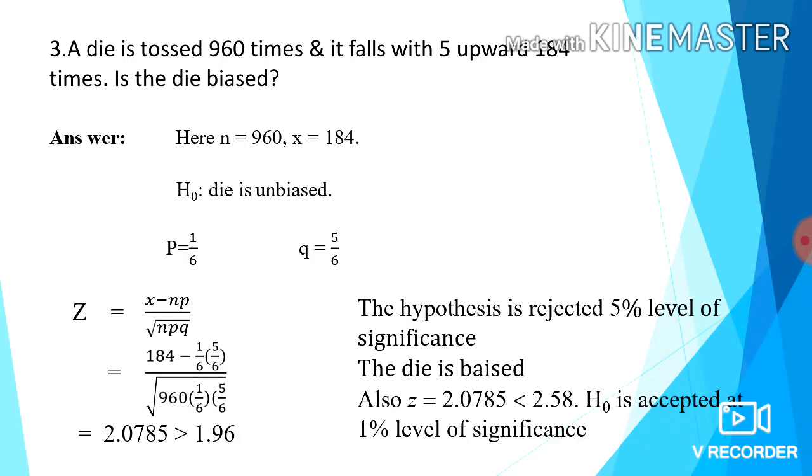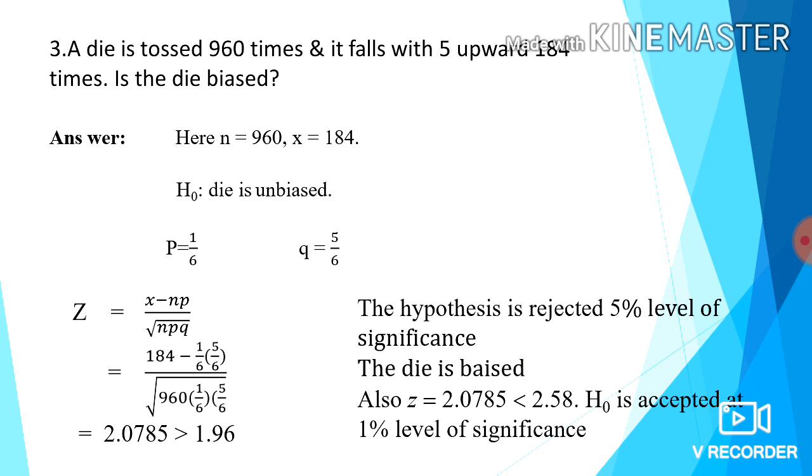Problem. A die is tossed 960 times and it falls with 5 upward 184 times. Is the die biased? A die has numbers 1 to 6. It falls with 5 upward 184 times. Is the die biased is the question.